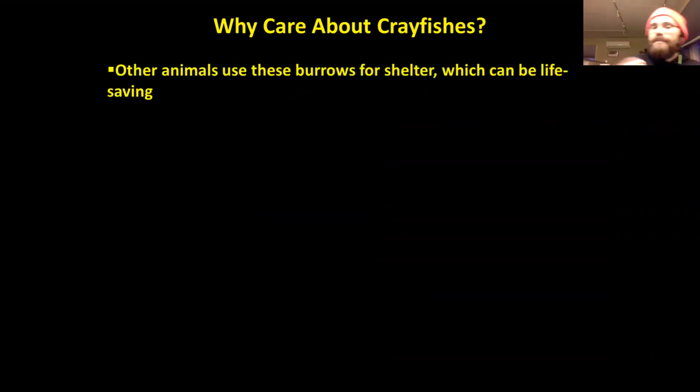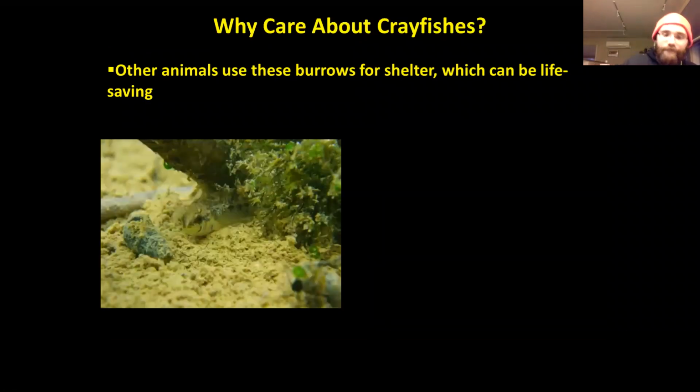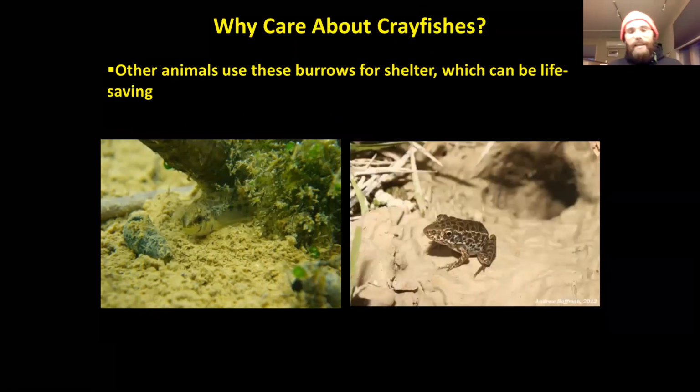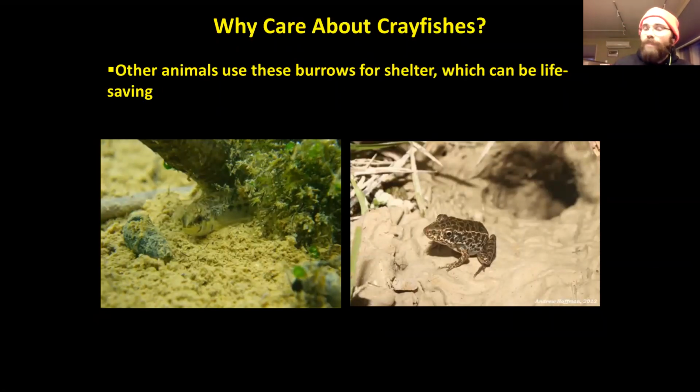And other animals are going to be using these burrows for shelter, and that can be really life-saving. You have fish that are going to be hiding under the rocks in the streams that crayfish are excavating under. So that's shelter for them. You have amphibians, insects, mice, rodents, etc. Reptiles are going to all be using crayfish burrows as places to hide and avoid harsh drought conditions, for example. The frog in this picture is a crawfish frog. It is specifically adapted to live only in crayfish burrows.